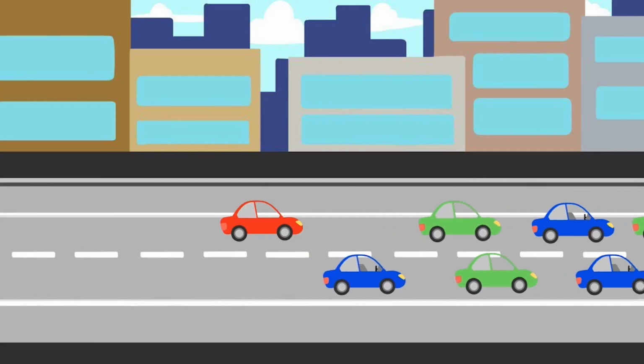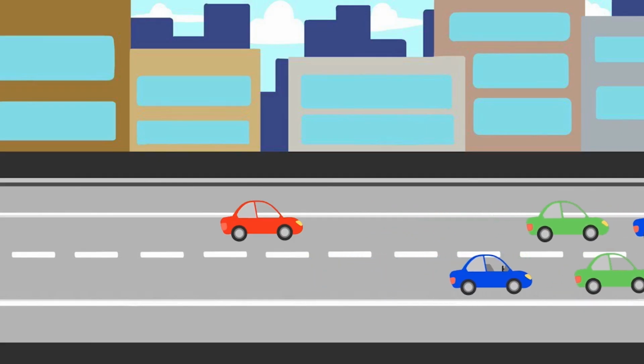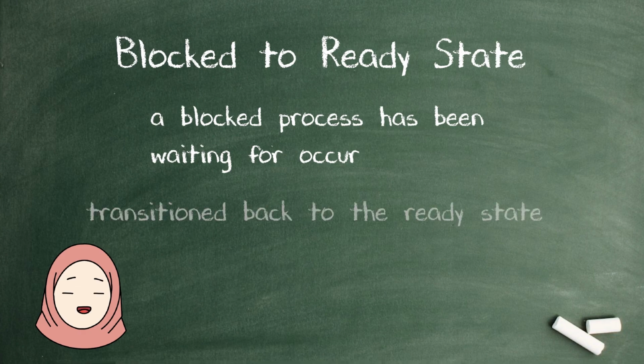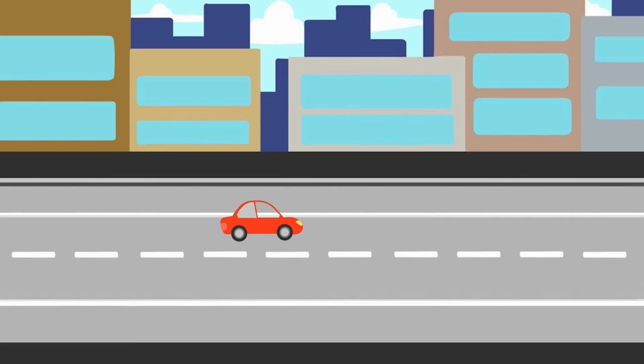Meanwhile, let's imagine a scenario where the traffic jam clears up or the roadblock is resolved. In our process model, when a blocked process has been waiting for a cure, it is seamlessly transitioned back to the ready state. It is similar to the vehicles being able to move forward again once the roadblock is lifted or the congestion dispersed.